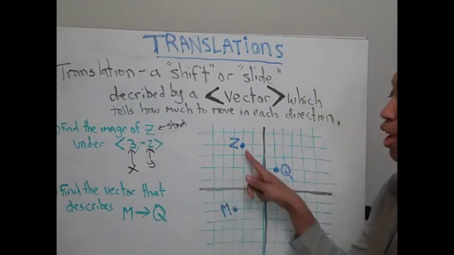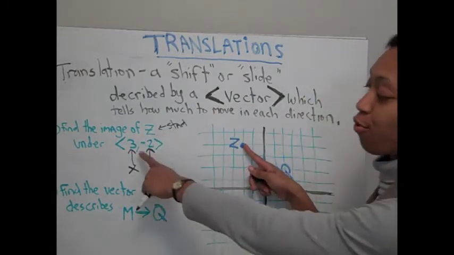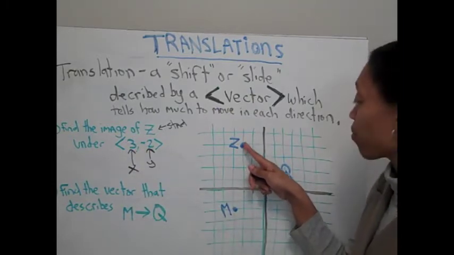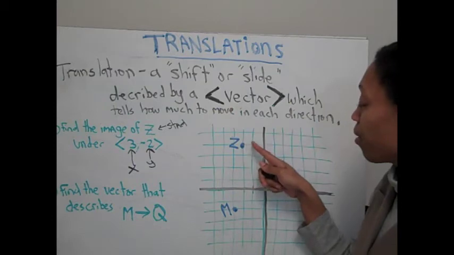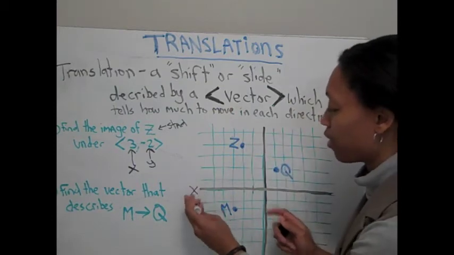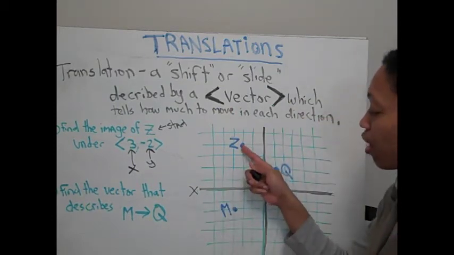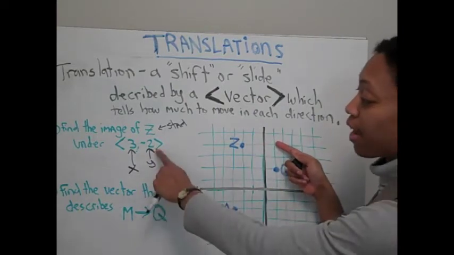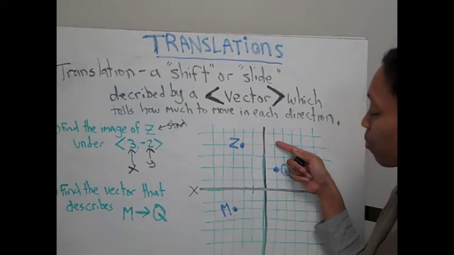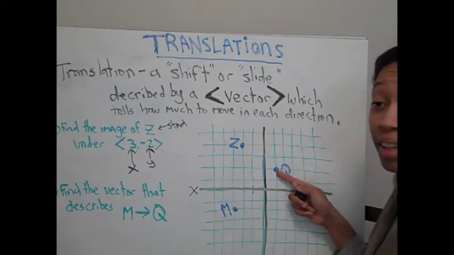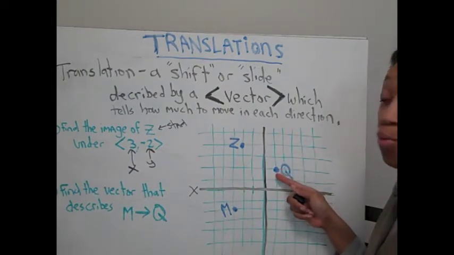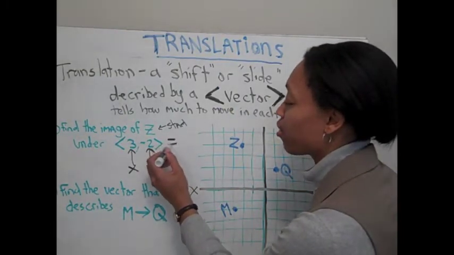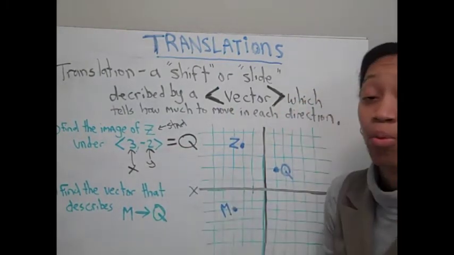If I start at point z and I move 3 in my x direction, +3. So here's my x-axis, right? So x is this way. So starting here, I'm going to go 1, 2, 3. And then I go down 2 in my y direction. 1, 2. It looks like I end up right here on point Q. Where do I end up? The answer is I end up at point Q.